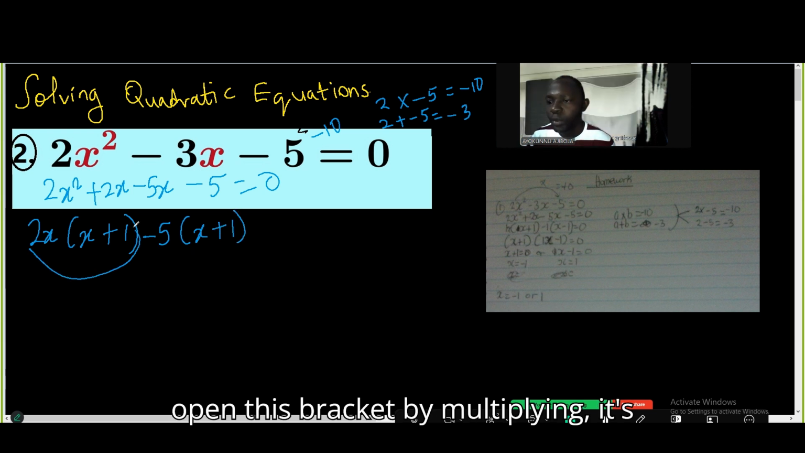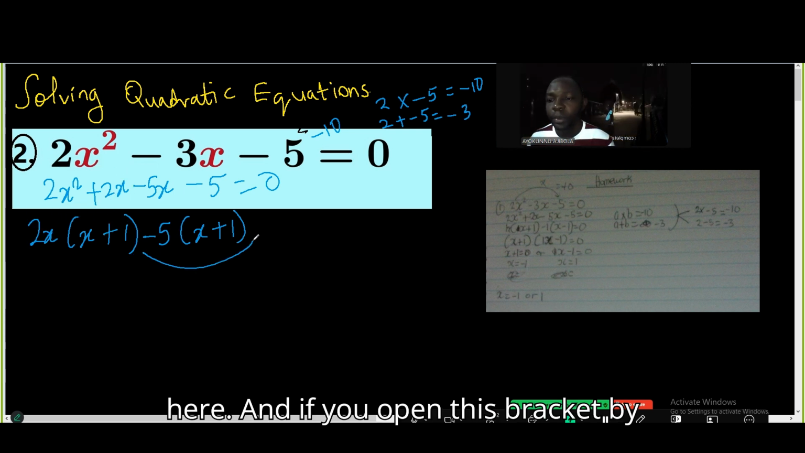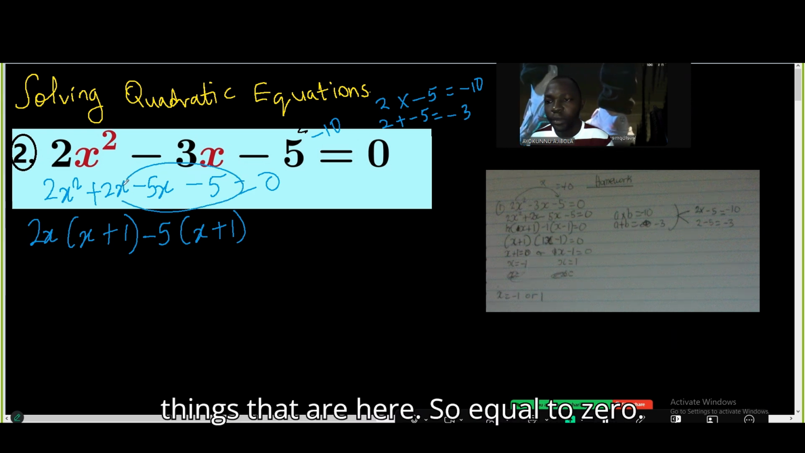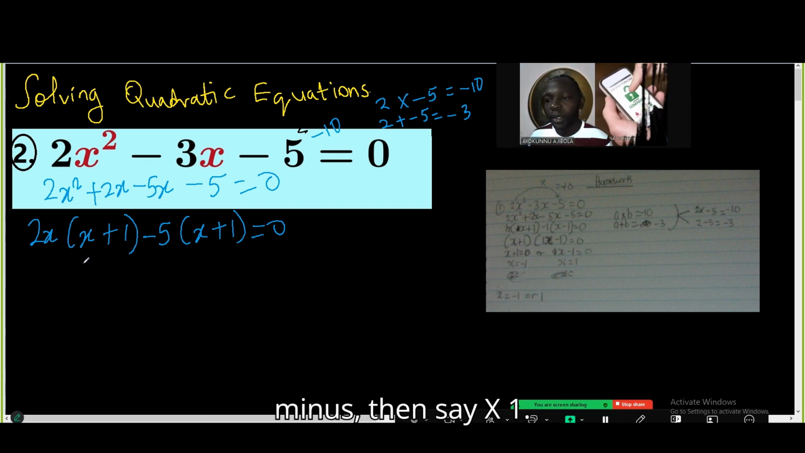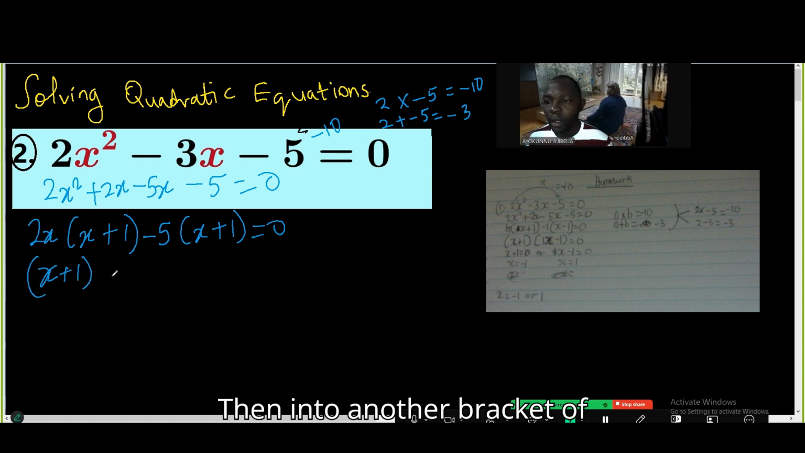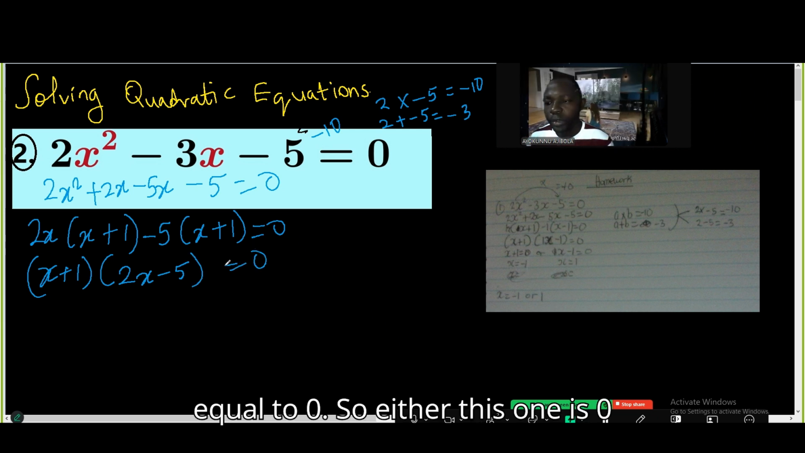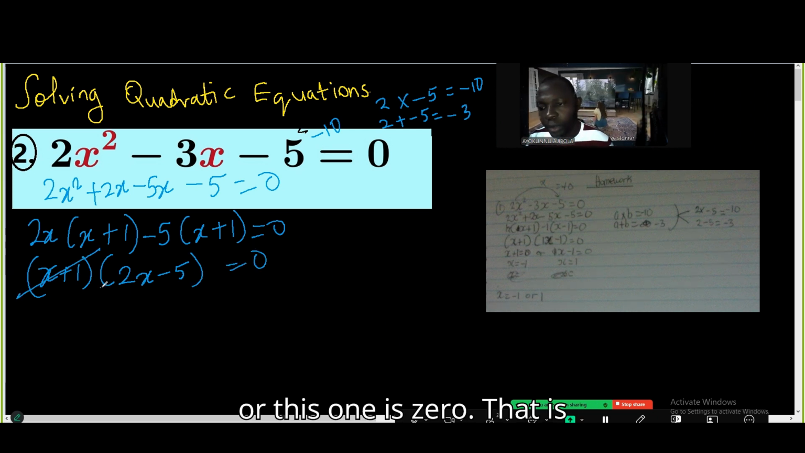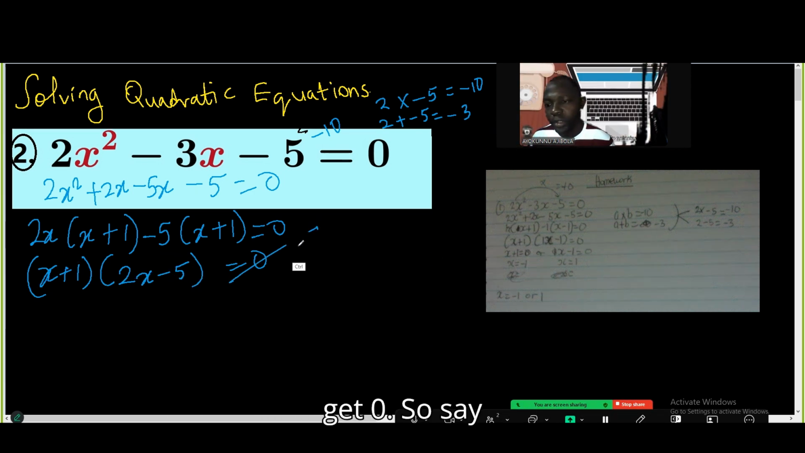So if you open this bracket by multiplying, it's going to give you the things that are here. And if you open this bracket by multiplying, it's going to give you the things that are here. So equal to 0. Then we now say since x plus 1 is common to the two sides separated by minus, then we say x plus 1, then into another bracket of 2x minus 5 equal to 0. So either this one is 0 or this one is 0. That is when you can multiply the two brackets to get 0.